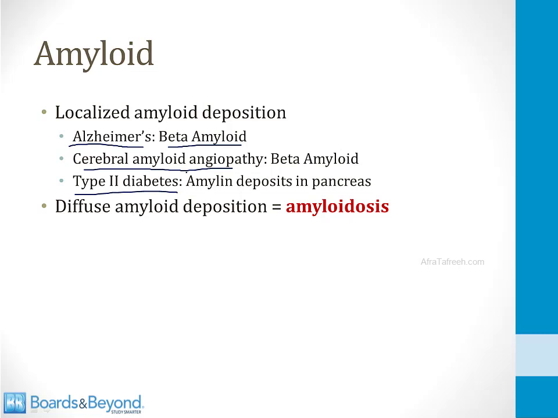And in the endocrine section, when talking about type 2 diabetes, we talked about how amyloid could accumulate in the pancreas. There is a protein called amylin that occurs in type 2 diabetes and forms amyloid structures in the pancreas, and that damages the pancreas. And these are all examples of localized deposition of amyloid proteins.